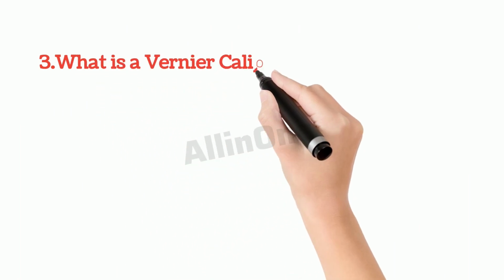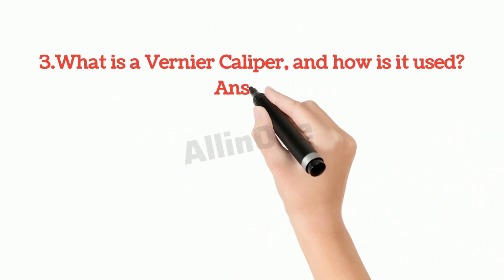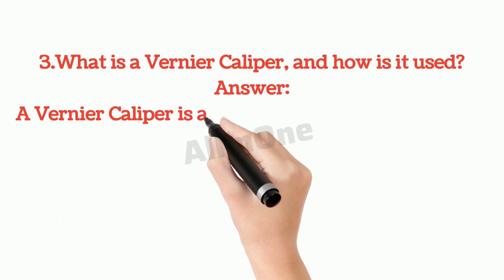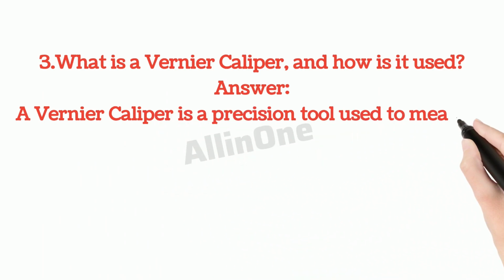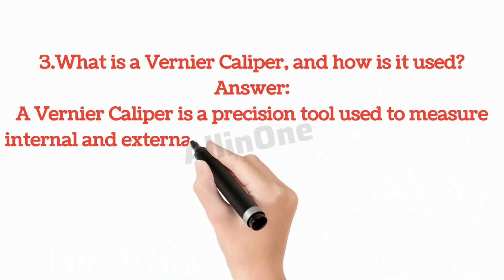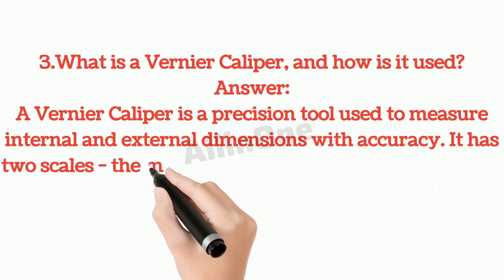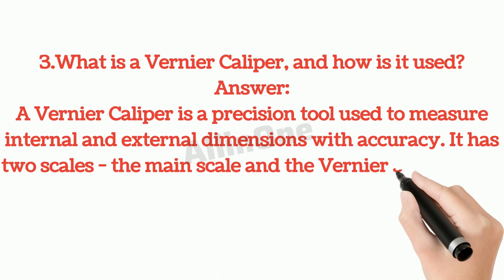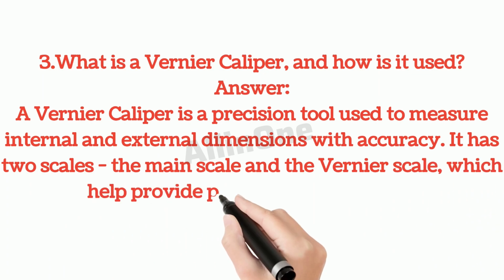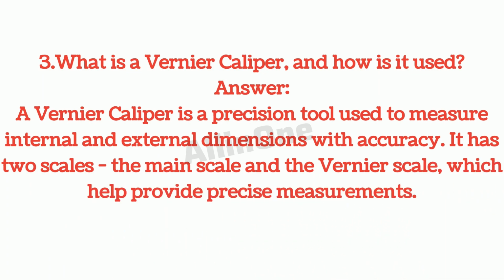3. What is a vernier caliper and how is it used? Answer: A vernier caliper is a precision tool used to measure internal and external dimensions with accuracy. It has 2 scales, the main scale and the vernier scale, which help provide precise measurements.